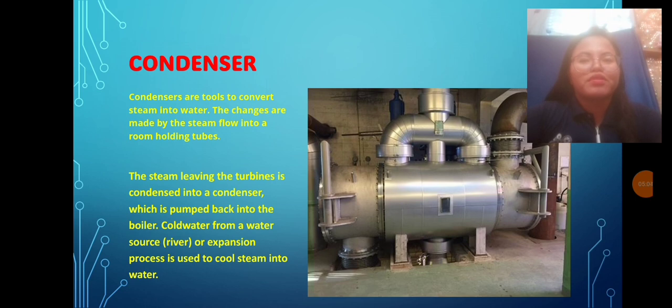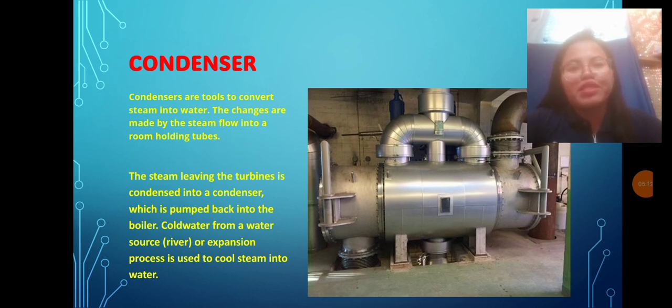Condenser. Condensers are tools to convert steam into water. The change is made by the steam flowing into a room holding tubes. The steam leaving the turbine is condensed in a condenser, and the water is pumped back into the boiler. Cold water from a water source such as a river is used to cool the steam into water.